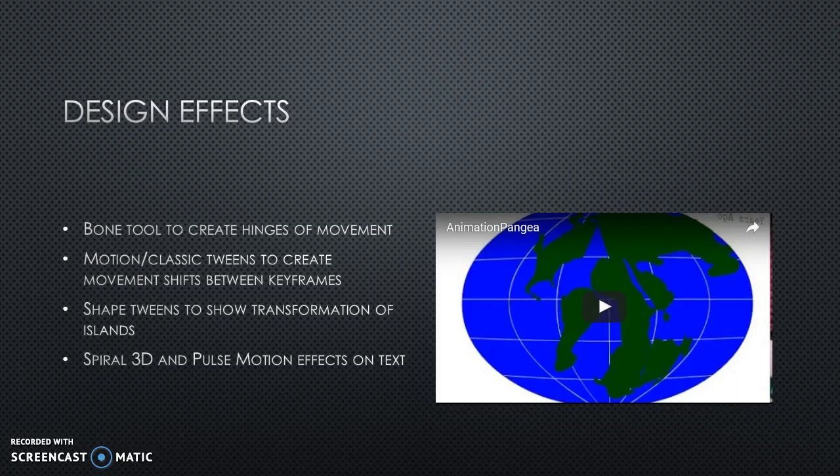Some of the islands I moved using shape tweens, and I really liked how they distorted the shape but then came back to the original shape that it started with. And so all of these different movements I just experimented with and got to see which ones were more realistic. And then the text that is on the animation was created with Spiral 3D and Pulse Motion effects. And I just added those as a basis for the timeline.